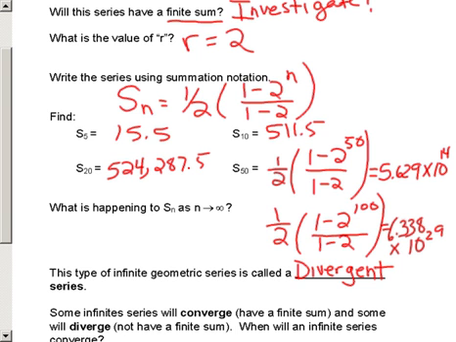Yeah, this one's as good. So as n goes to infinity, Sn goes to infinity. Good. So as n goes to infinity, Sn goes to infinity, so it does not have a finite sum. And here's how you tell.